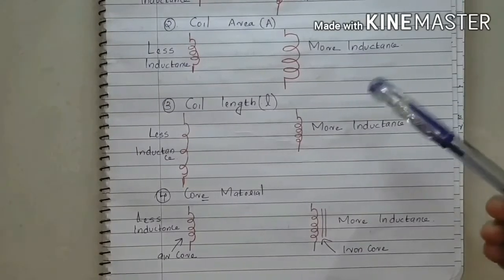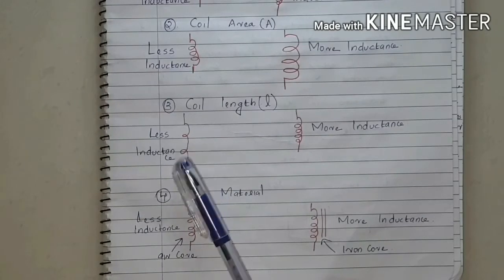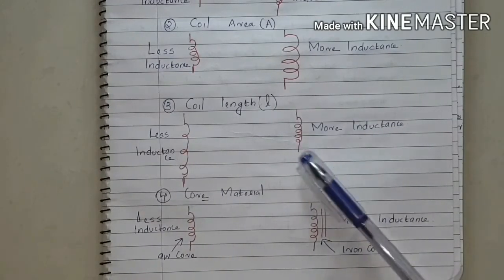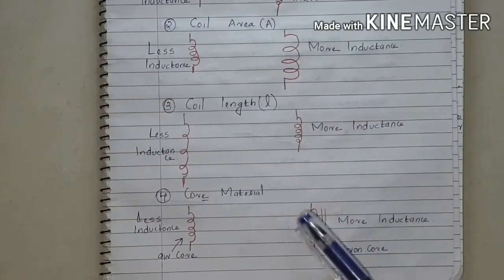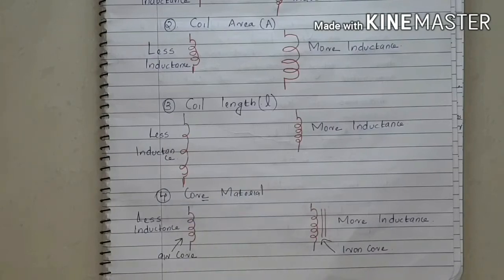If length of the coil is more, we will get less inductance. If length small l is small, we will get more inductance. And the fourth factor is core material. If we are using air core inductor, we will get less inductance value. If we are using iron core inductor, that is core is made up of iron, that is metal, we will get more inductance value.